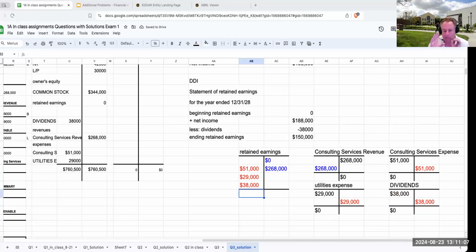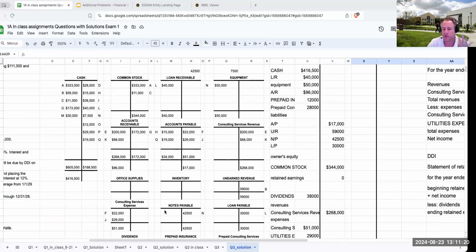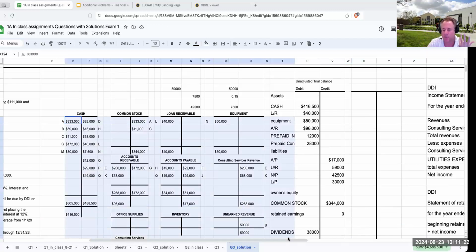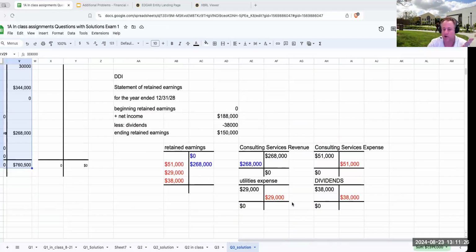Again, I cannot state how important it is for you to spend the time going through these problems. I've graded so many exams over my career. On this very first exam, the students will go through and get this part right. They may get the trial balance, but then it's done. They don't know what to do after that. So spend the time. The more time you spend with it, the easier it's going to get, I promise.